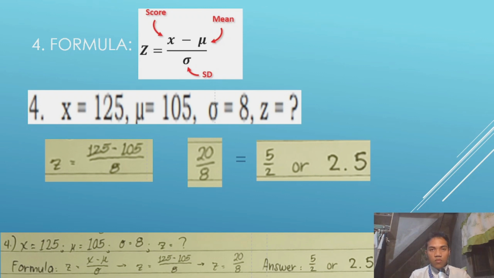Now, in the lowest terms, we're going to get the answer of 5 over 2, or as a value of the z-score, we're going to have the value of 2.5.